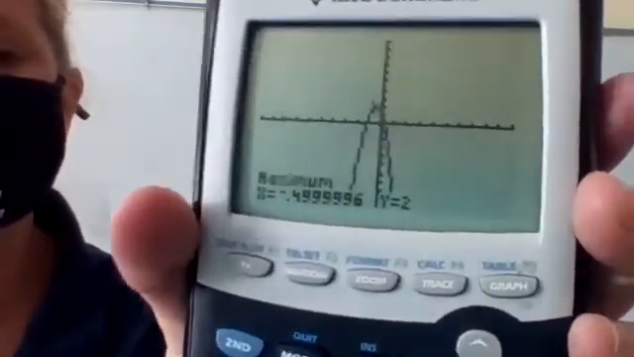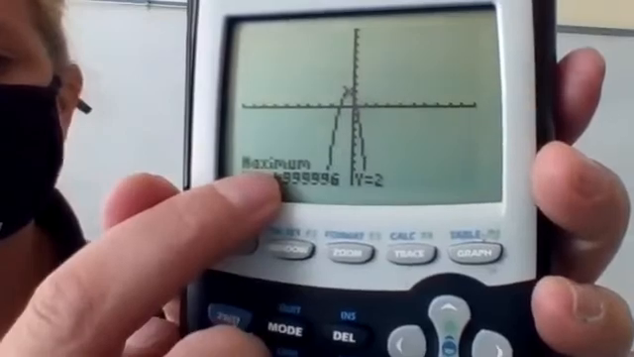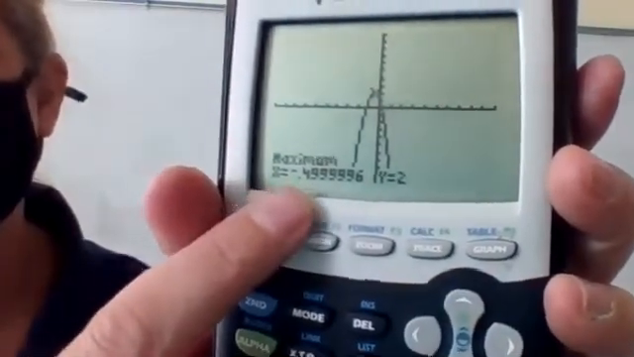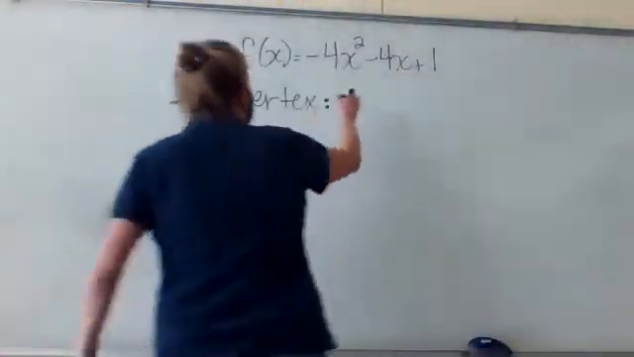So let's see, where is this maximum? And it even tells you, there's the maximum. It's the vertex right there. And it's at negative 0.5. This brings up something new.